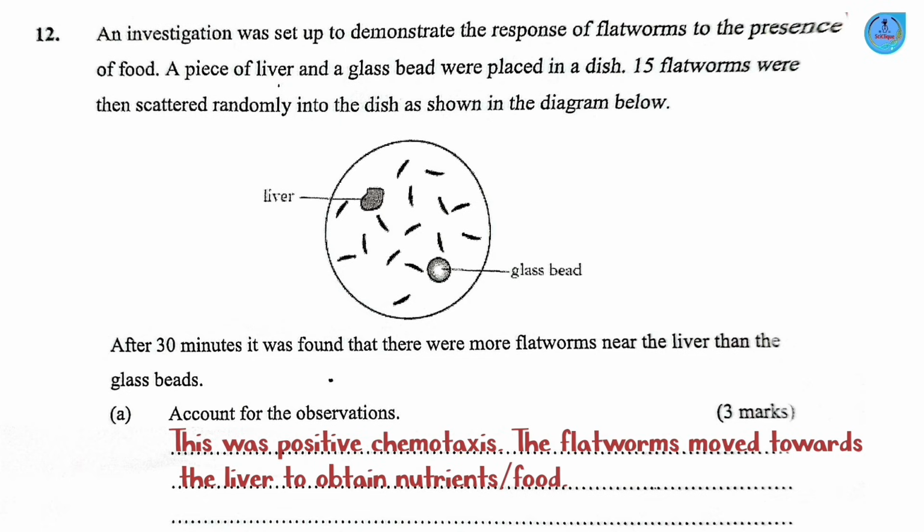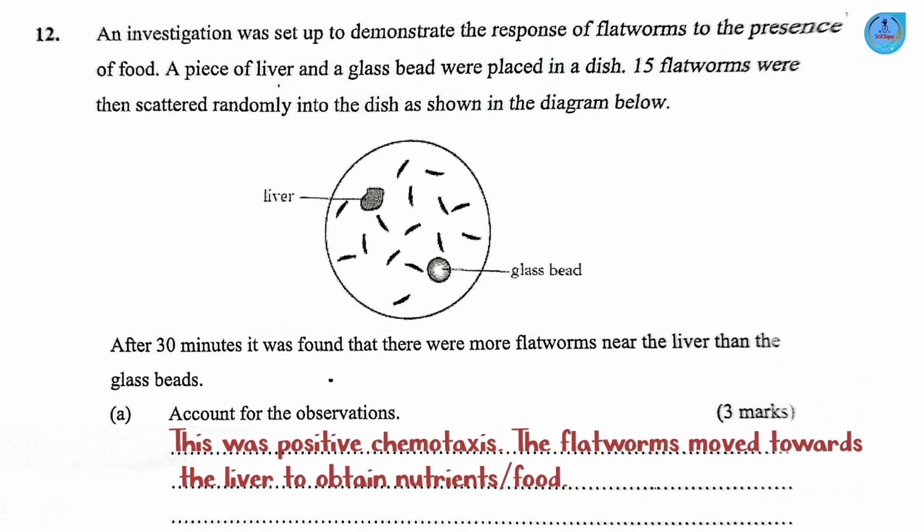Now you might be thinking, okay, what about the glass bead? The glass bead is inert. It does not produce any chemical signals. So you might be thinking, then what is the purpose of including the glass bead in this experiment? Simple. It acts as a control.